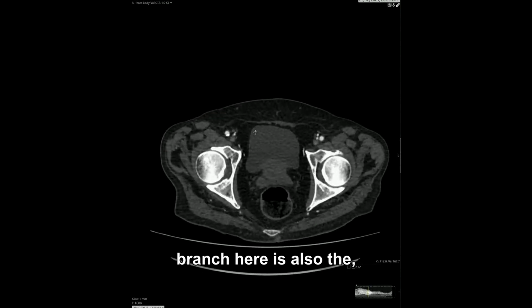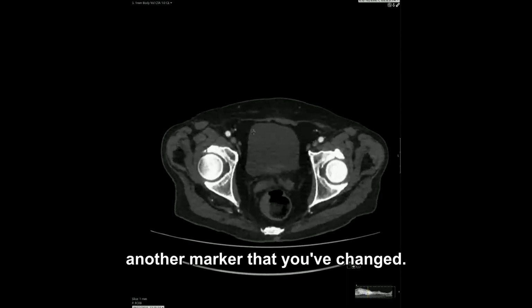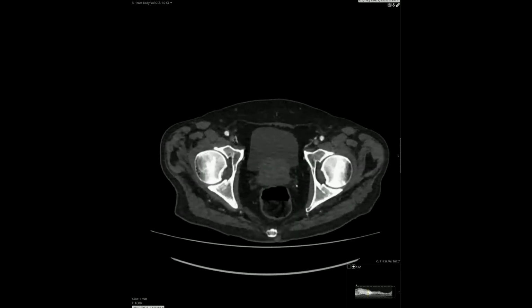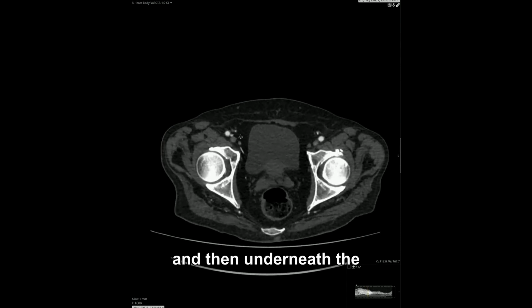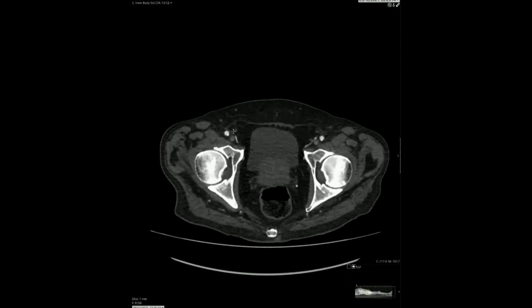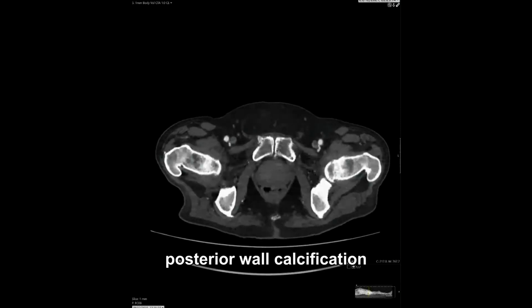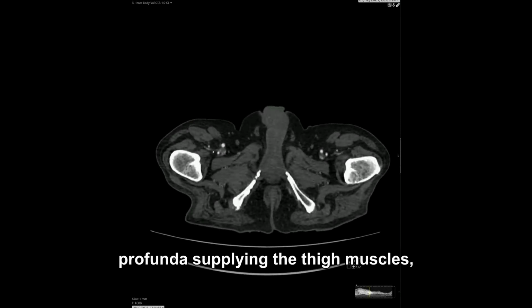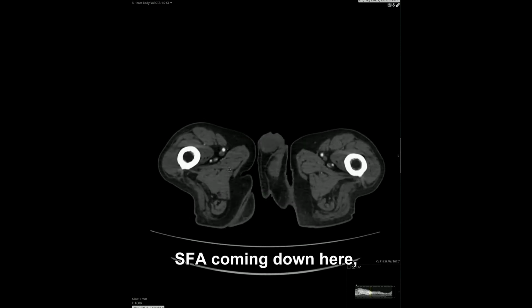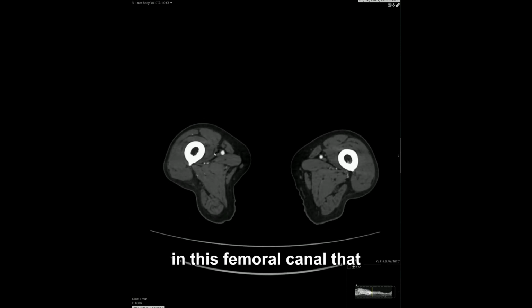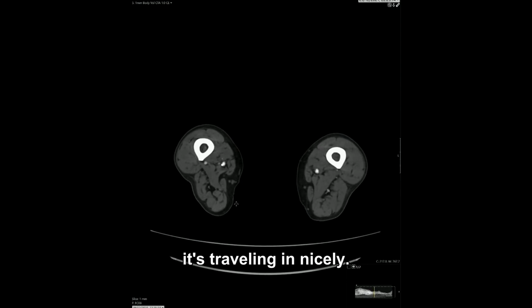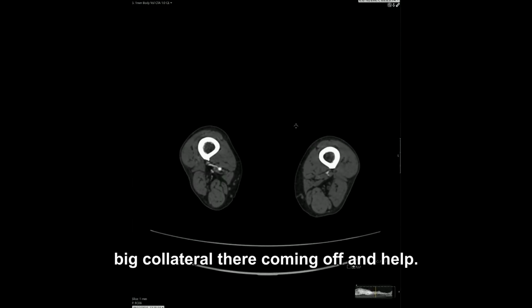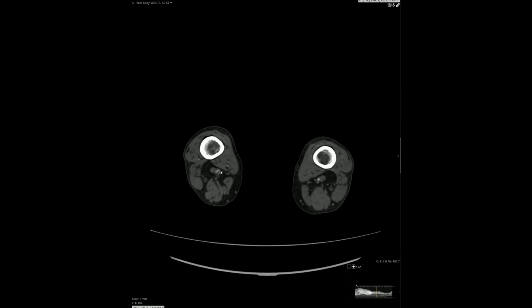Interestingly, this branch here is also a marker that you've changed. So this is the inferior epigastric artery basically, and then underneath the inferior epigastric artery is the common femoral artery. So we come here, you've got some posterior wall calcification here, and splitting in two again, profunda, supplying the thigh muscles, SFA coming down here, superficial femoral artery, in this femoral canal that it's traveling in nicely, and then we've got that big collateral there coming off, and that's the occlusion.